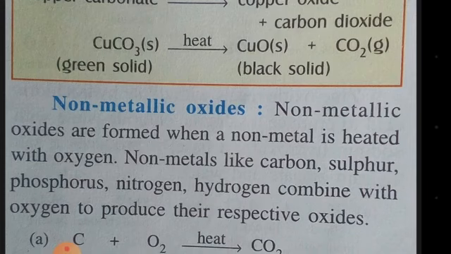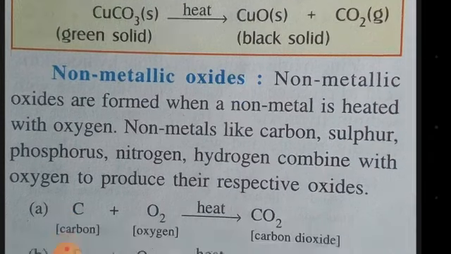Non-metallic oxides are formed when a non-metal is heated with oxygen. So how is non-metallic oxide formed? The same way metallic oxide is formed. Metallic oxide is also formed when metals are heated or not heated, but non-metallic oxides are formed when a non-metal is heated with oxygen. Non-metals like carbon, sulfur, phosphorus, nitrogen, hydrogen combine with oxygen to produce their respective oxides.